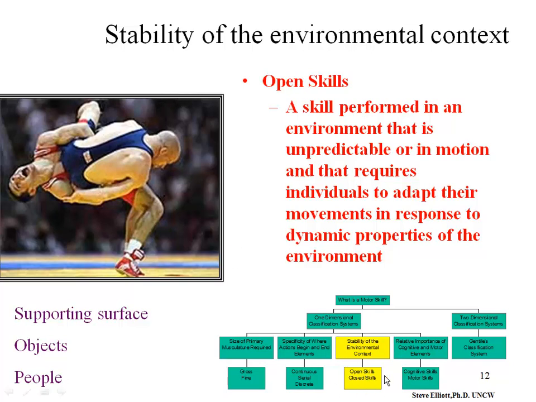The third classification system, using one dimension, is termed the stability of the environmental context, and this is an important concept that we'll see when we get into Gentile's two-dimensional classification system as well. This breaks skills down into open versus closed skills, and actually this comes from industrial settings. This is based on the stability of the environmental context in which the skill was performed.